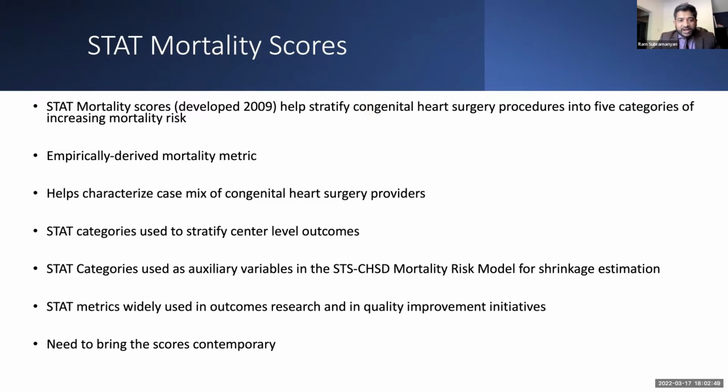As you all know, I'm Ram Subramanian. I'm the chair of the Congenital Heart Surgery Database Task Force. And I will be talking to you initially about the new stat scores. And then I'll hand it over to Jennifer Nelson.